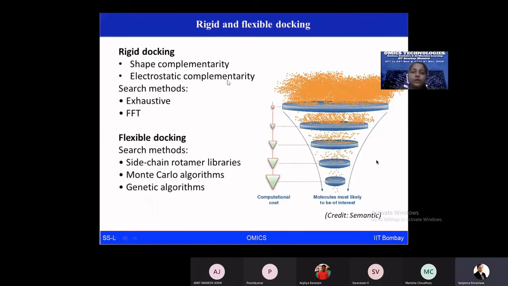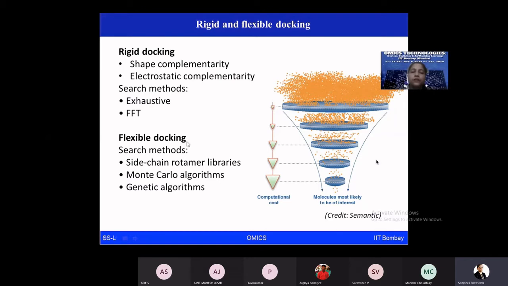Now, coming to the concepts behind rigid and flexible docking. Rigid docking is where we consider the shape complementarity and the electrostatic complementarity. In rigid docking, the protein will be in its particular conformation throughout the entire experiment. It won't change its conformation. The search methods include exhaustive algorithm and FFT.